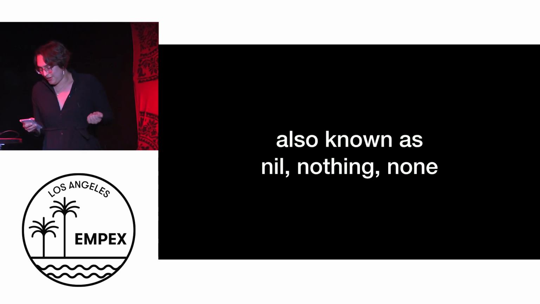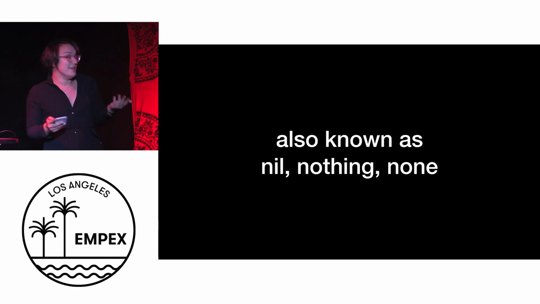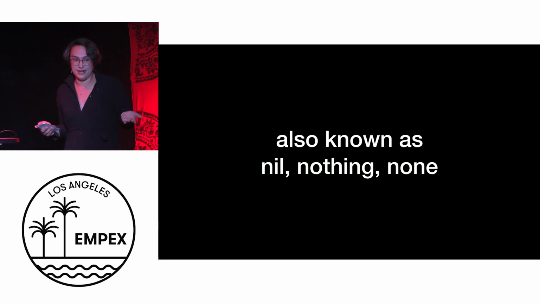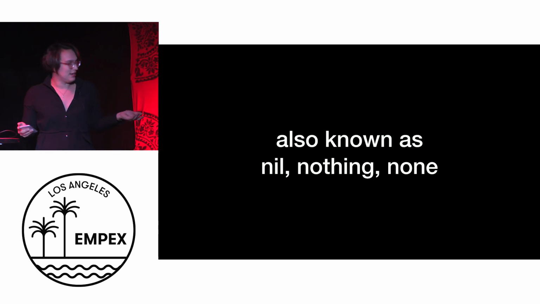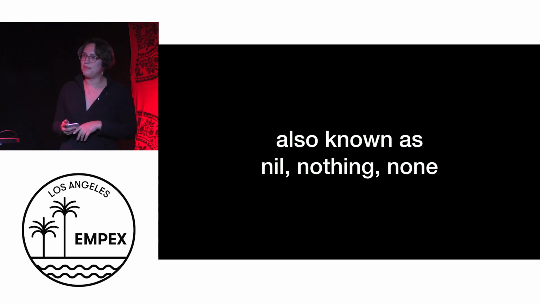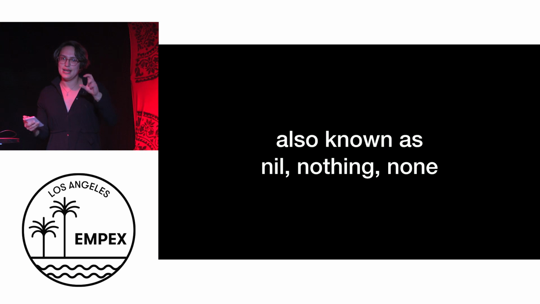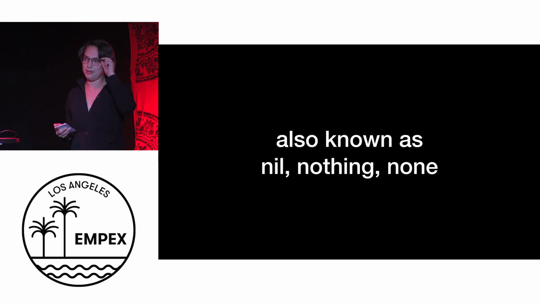So some other names for null. Null also goes by nil, nothing, none, depending on the language you're in. I think Elixir uses nil. I believe Python uses None. Nothing is somewhere else that I don't remember. But these are all the same concept, right? It's some kind of primitive type that is intended to signify a lack of something that could be there otherwise.